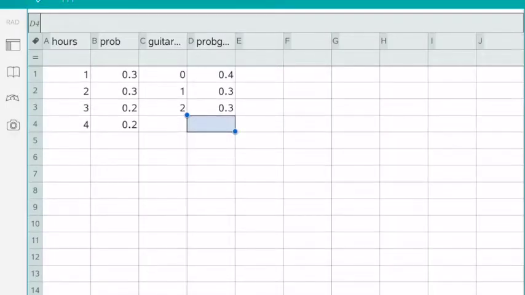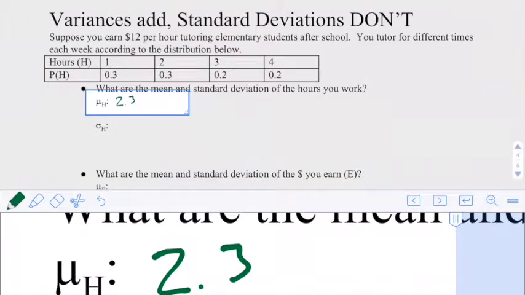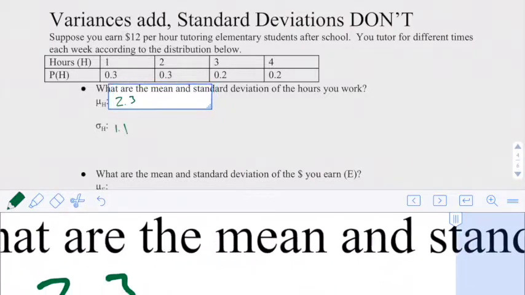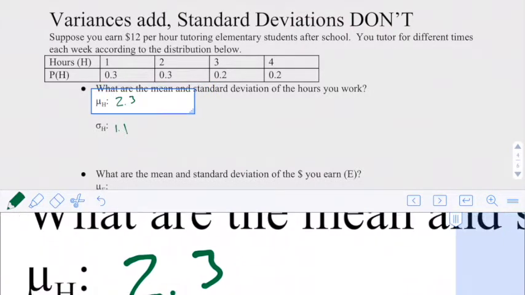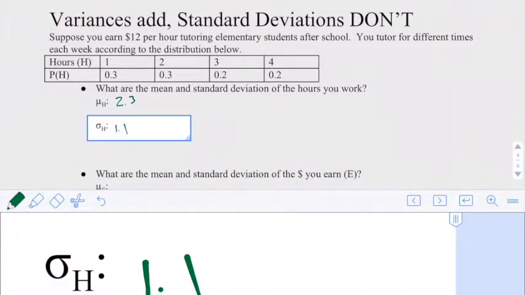So again, I have all of this data from this one and the next one in there for you. So you have your hours and the probability that you work. So columns A and B are for this. So I ran the stats on this, and x bar, our mean, is 2.3, and our standard deviation is 1.1. Now if we were to interpret this, we would say, on average, we would tutor 2.3 hours per week. On average, the amount of hours that we tutor per week varies by about 1.1 per week.